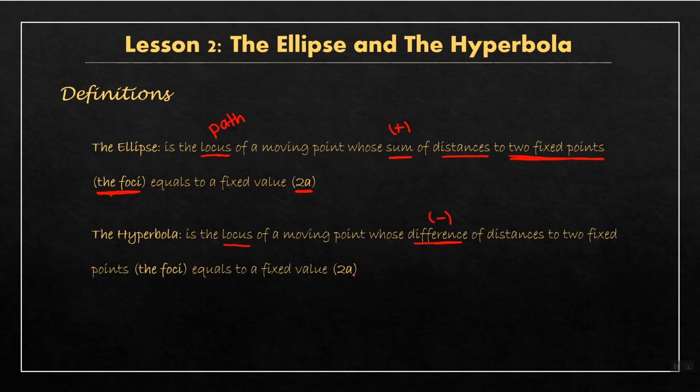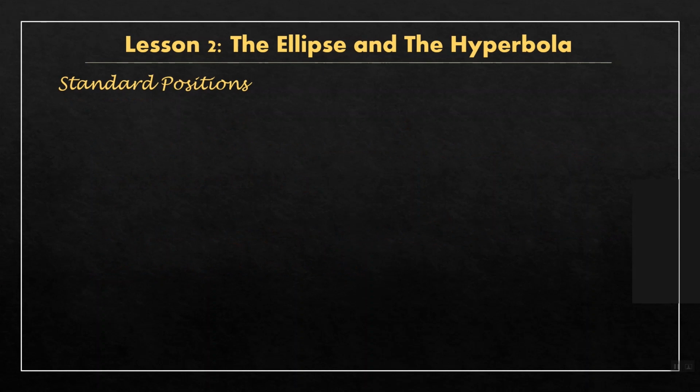Okay, now these are the definitions of these two shapes. Let's move on to the standard positions. Now look at this, guys. In the parabola, we had 4 standard positions, and then we had non-standard positions as well. In the ellipse, we have only 2 standard positions. In the hyperbola, we only have 2 standard positions, and you're not going to be required to study the non-standard positions. You will only study the standard positions.